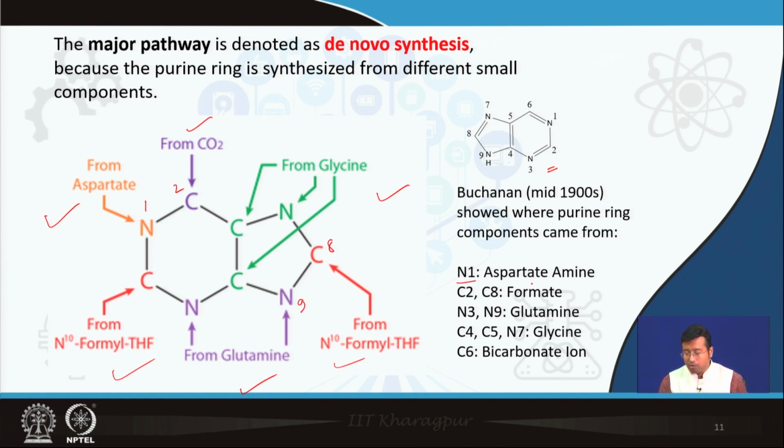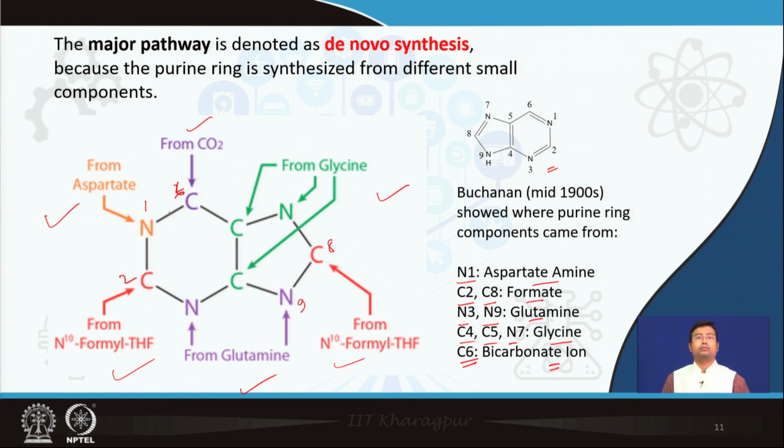The first nitrogen is formed from the amine of aspartate, the second and 8th carbon are from formate in the form of formyl tetrahydrofolic acid, formyl THF. I told you during one carbon metabolism the folate components are getting interconverted into each other, and the N3 and N9 nitrogen are coming from glutamine, C4, C5 and N7, the 7th nitrogen is coming from glycine, and the 6th carbon is also coming from bicarbonate ion. Okay, I am sorry, this would be 2, this is 6.